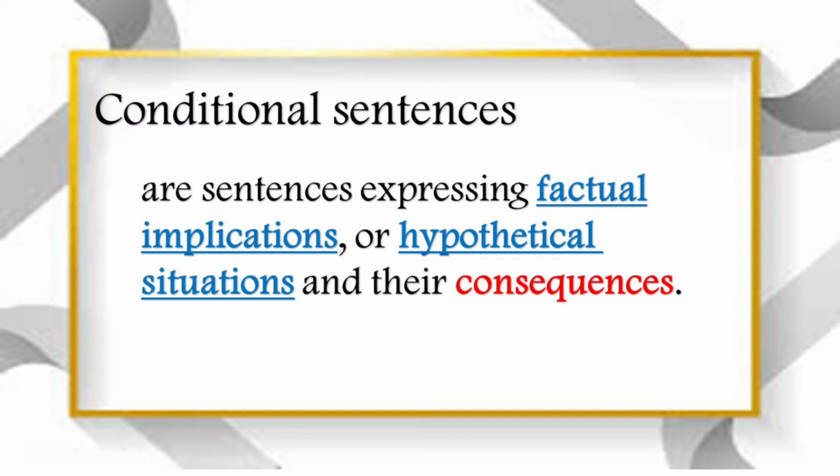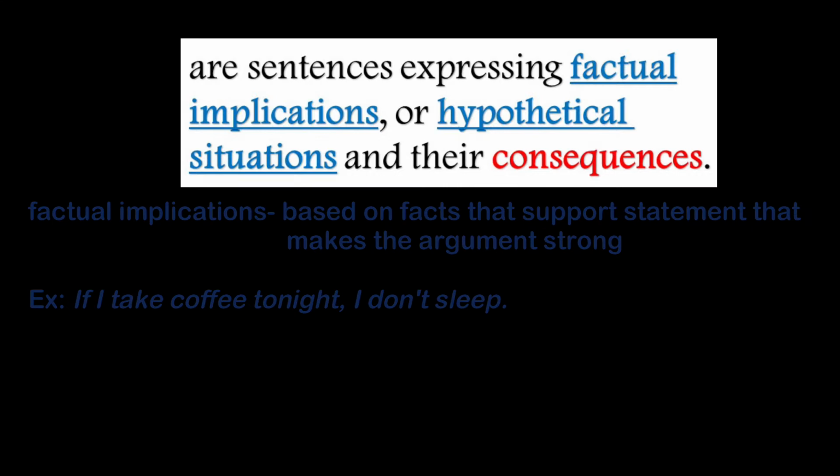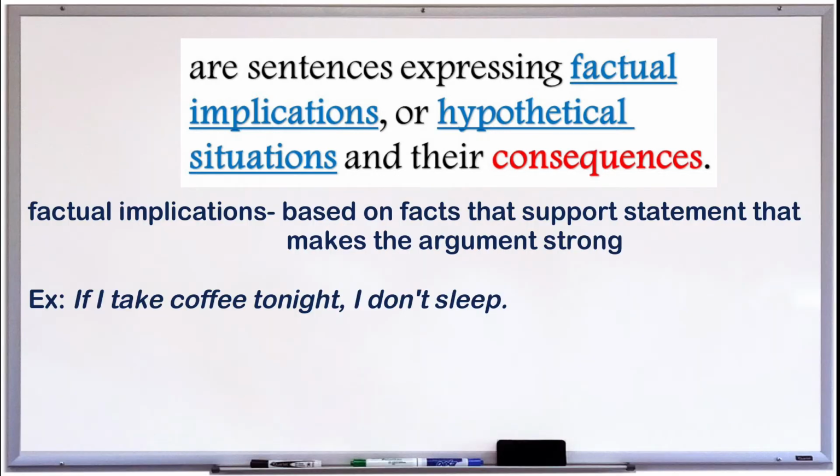Conditional sentences are sentences expressing factual implications or hypothetical situations and their consequences. When we say factual implications, these are based on facts that support your statement that makes your argument strong. For example, if I take coffee tonight, I don't sleep. The factual implication there is that coffee contains caffeine that could make someone to be alert when taking it.